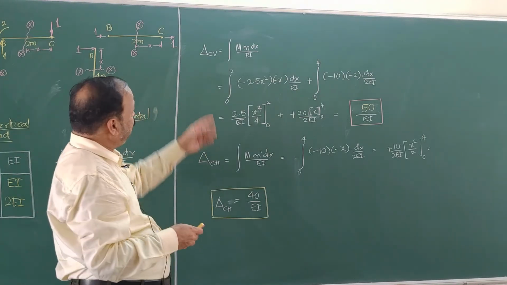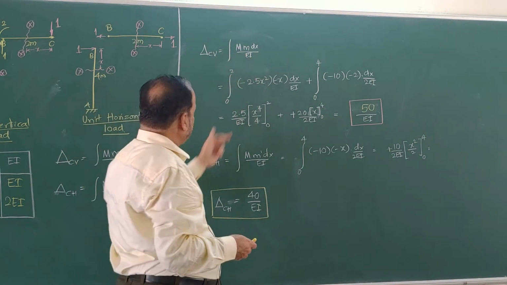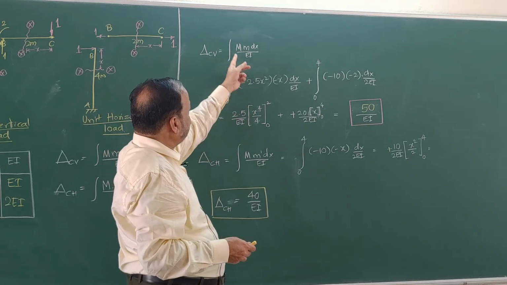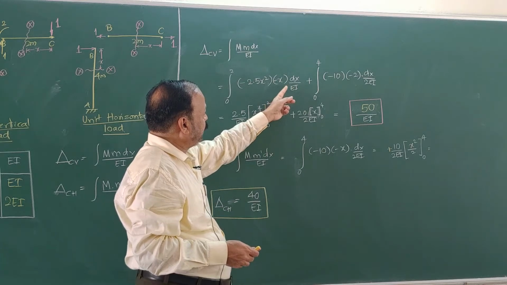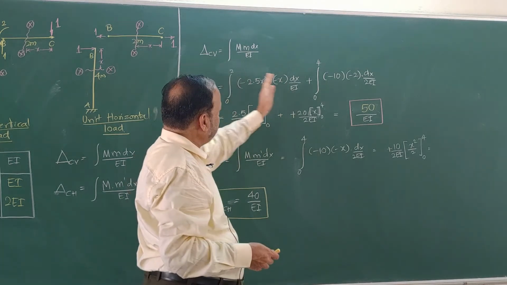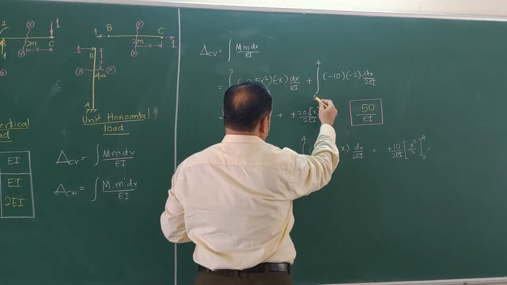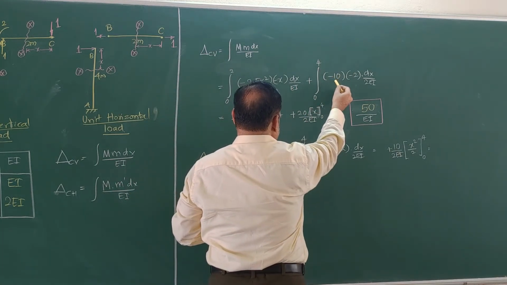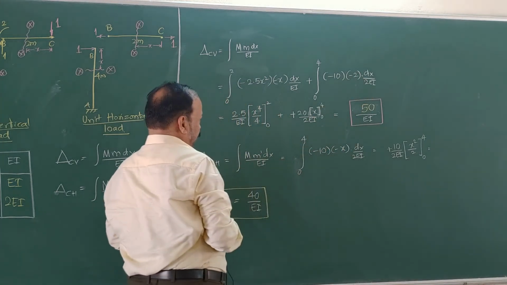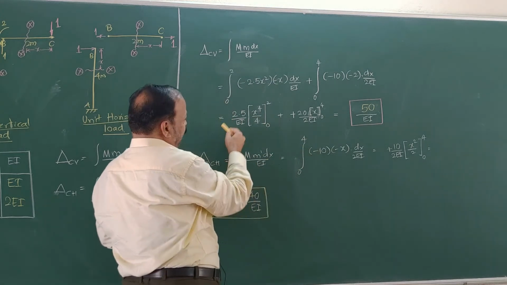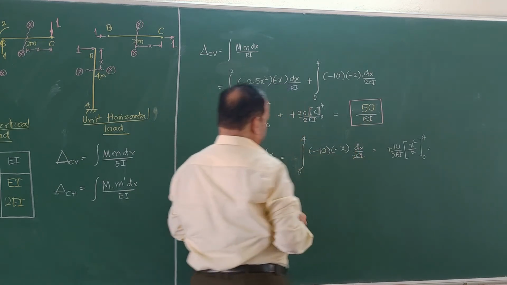Let us calculate the deflection due to vertical load, that is the integral of m m dash dx by EI. If you refer to the table, m is equal to minus 2.5x squared and m dash is equal to minus x, into dx by EI. That is the first part for the member CB. Then for the member BA, the limit is from 0 to 4, m is minus 10 and m dash is minus 2, dx by 2EI. So integrating, we get 50 by EI as the vertical deflection.